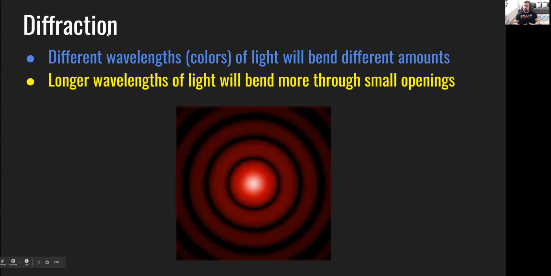Now, since we are dealing with bending, different colors of light have different wavelengths. The wavelength is literally like the size of the wave. So depending on the wavelength, it's going to bend different amounts. If you have a small opening, a long wavelength is going to have to bend a lot to get through it. And vice versa. If you have a large opening, a small wavelength doesn't have to bend very much.